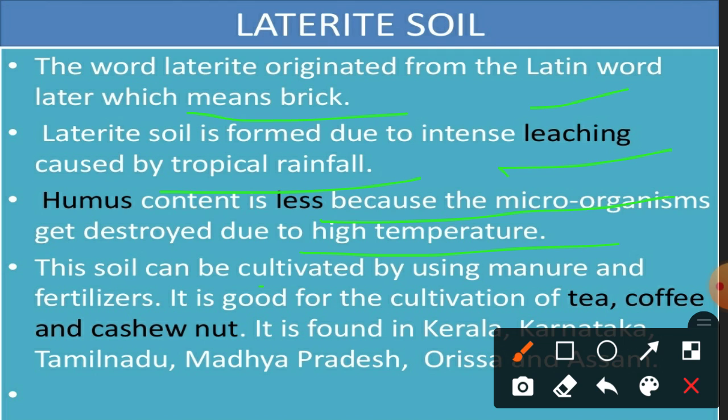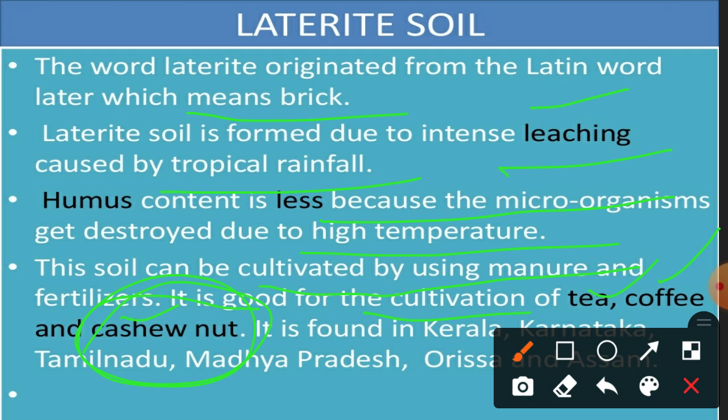The soil can be cultivated by using manure and fertilizers only. As I told you, there is no humus, so the soil is not very fertile. It is good for the cultivation of tea and coffee as well as cashew nut. Although laterite soil is not useful for the cultivation of other crops, we can grow a good quantity of tea, coffee and cashew in it.